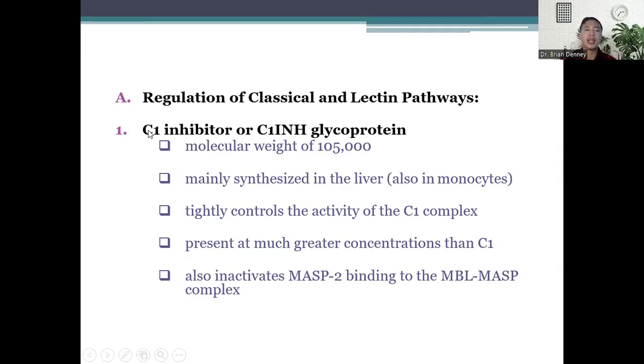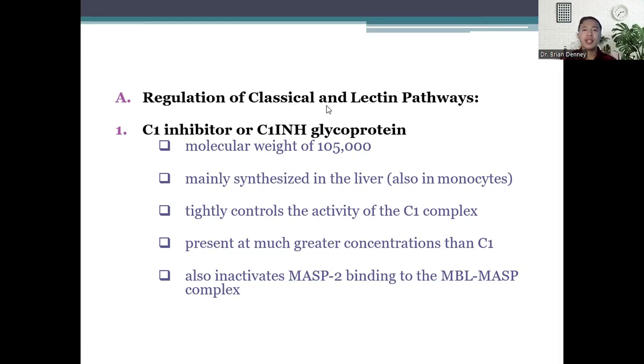Remember, your C1 complex is the protein responsible for the activation of the recognition unit. Or in other words, C1 complex itself is the only protein making up the recognition unit of your classical pathway. And once your recognition unit is activated, the classical pathway cascade ensues. And so, deactivation or inhibition of C1 stops your classical pathway activation.